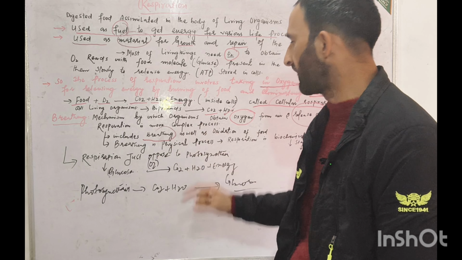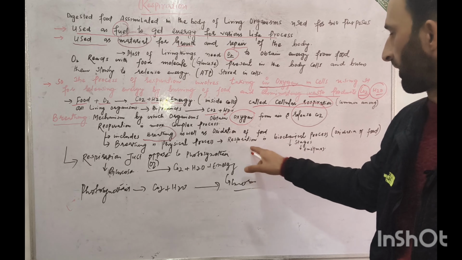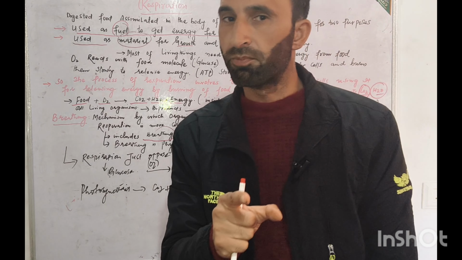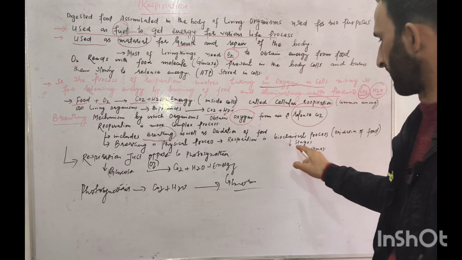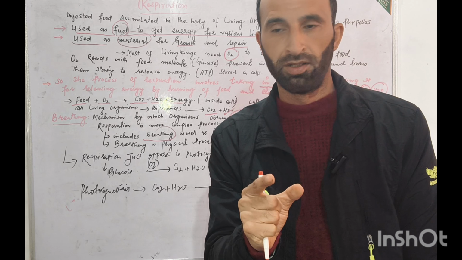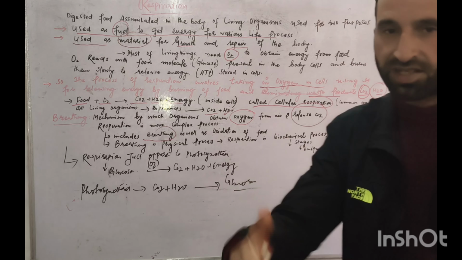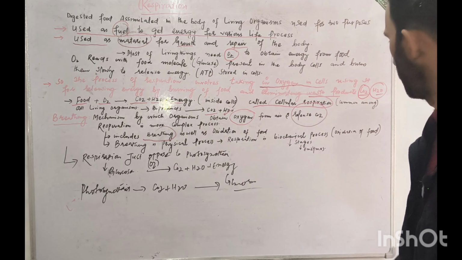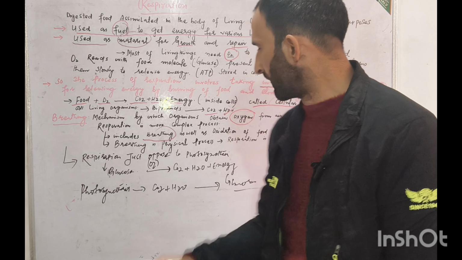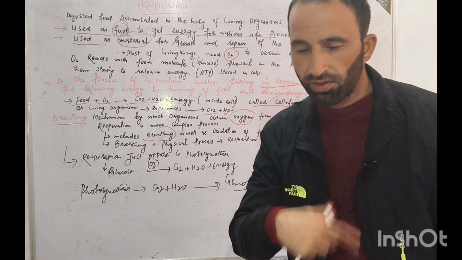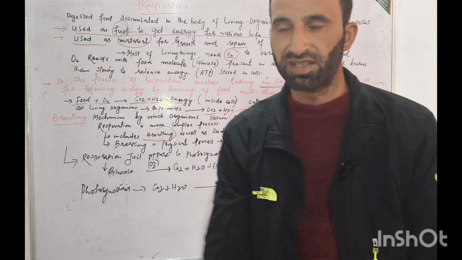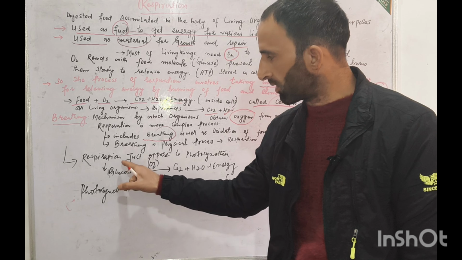Now, breathing is a physical process, and respiration is a biochemical process. Why is it biochemical? Because respiration occurs in various steps, and it uses enzymes to carry out this process, and oxidation of food also takes place. Breathing occurs in the lungs, and for respiration, the main organelle is the mitochondria, which is known as the powerhouse of the cell.